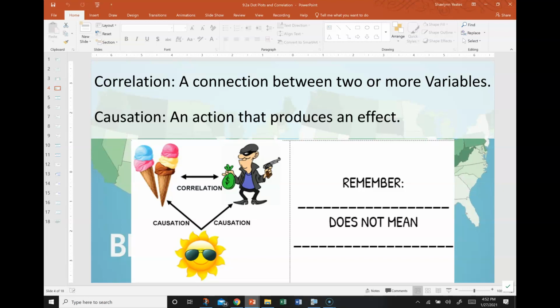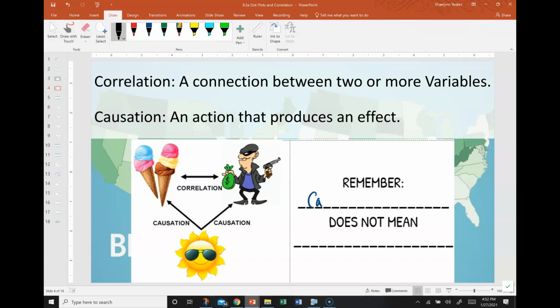Causation means an action that produces an effect. So when the sun's out, because it's hot, it's causing people to buy more ice cream. Because they're hot, they want to cool down. Okay? And it's also causing an increase in robberies and wherever they're at. But an increase of robberies is not causing ice cream sales to improve. So remember that correlation does not mean causation.